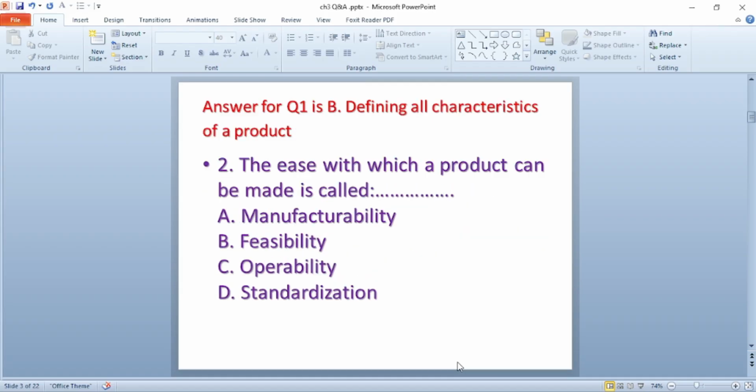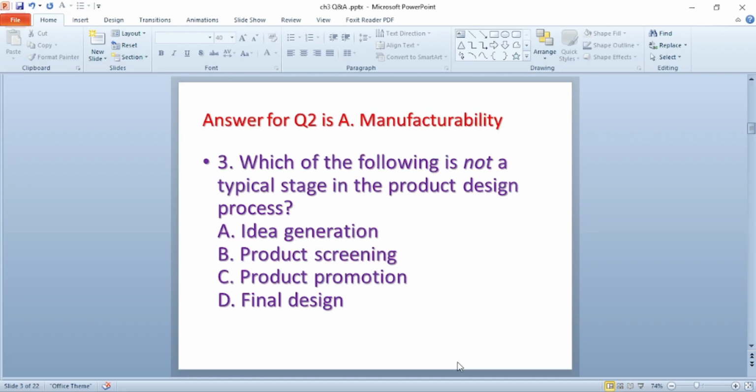Question number 2. The ease with which a product can be made is called dash. A. Manufacturability. B. Feasibility. C. Operability. D. Standardization. The answer for this question is A. Manufacturability.